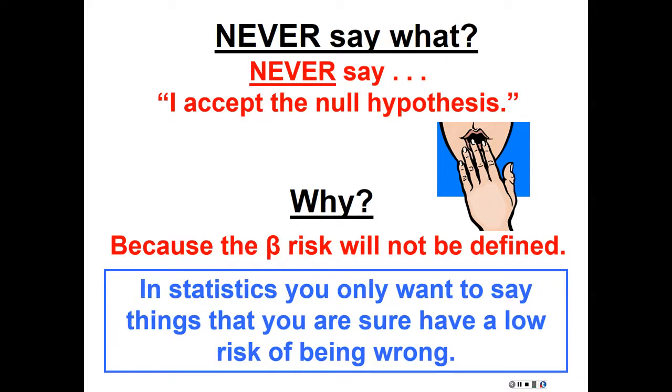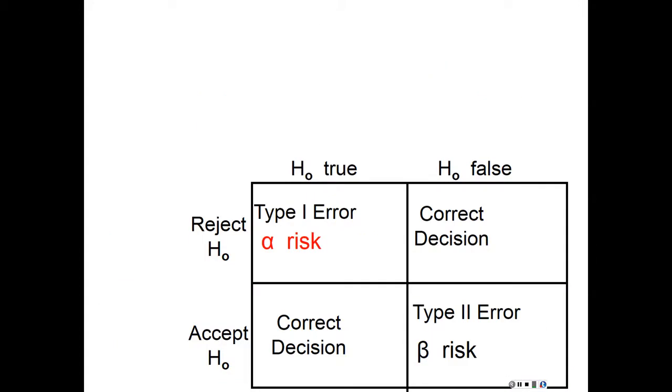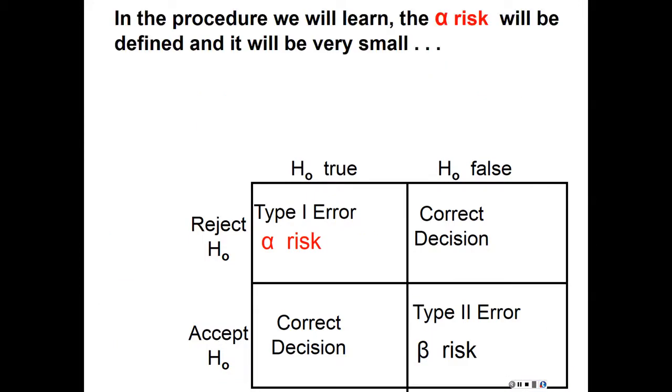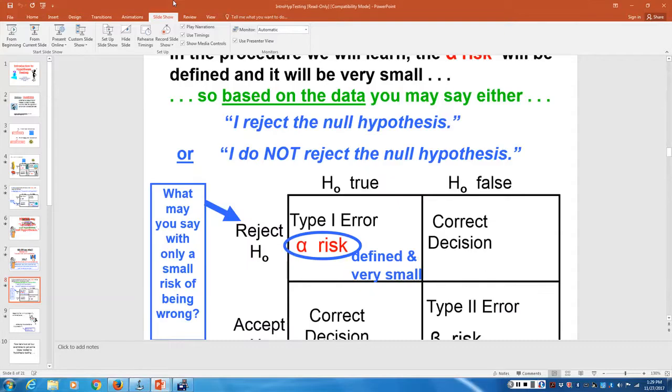In statistics, you only want to say things that you are pretty sure have a low risk of being wrong, which means we're going to talk about the alpha risk. In the procedure we're going to learn, and I'm sorry you can't see that because the projector is aimed so terribly. Maybe I can, nah, I'll have to work from there.